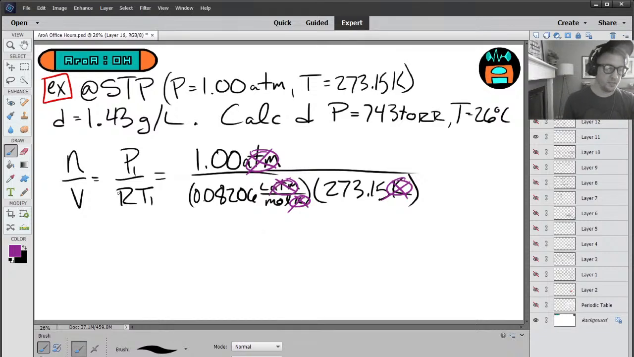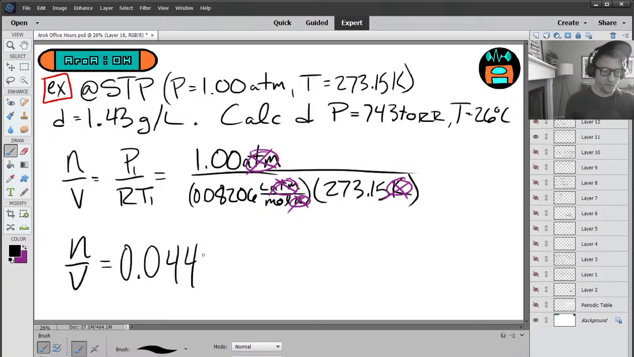Now we got to crunch our numbers. So our moles over volume is equal to 1 divided by 0.08206 divided by 273.15. This comes out to be 0.0446. Our units are moles per liter.